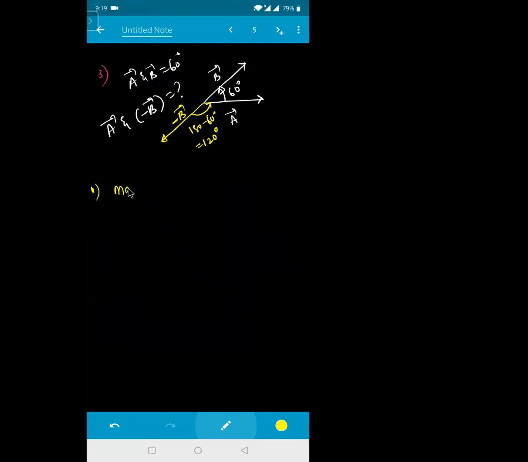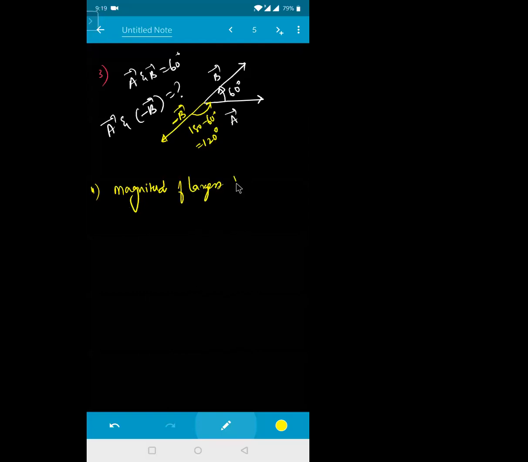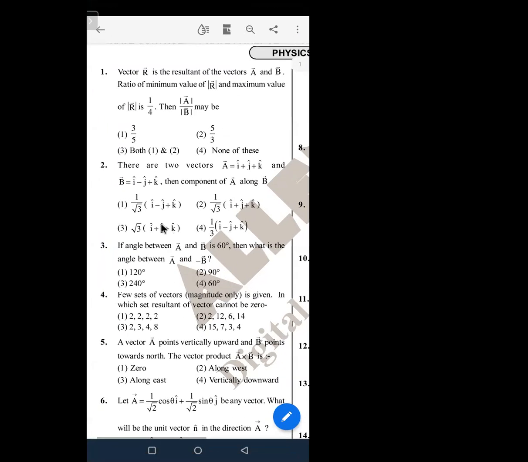See, the magnitude of your largest vector must be less than the sum of the magnitudes of the other vectors. Isn't it? In the relations we are taking right now, what are the two largest vectors in this one? 2 and 2. The sum of these two is nothing but 4. So the magnitude of the largest vector must be lesser than the sum of the magnitudes of the other two remaining vectors.